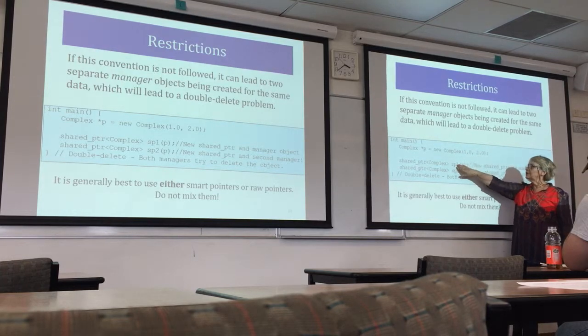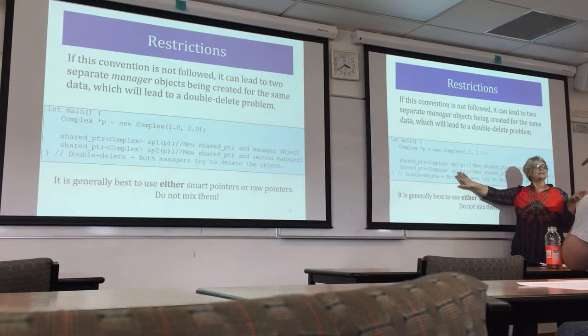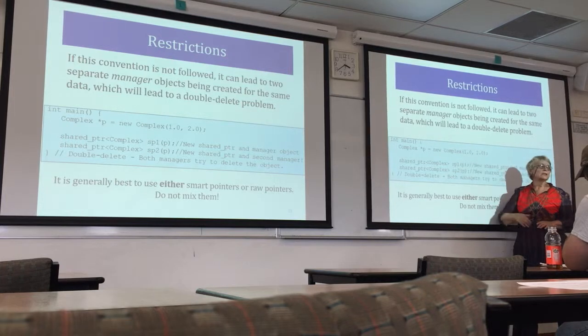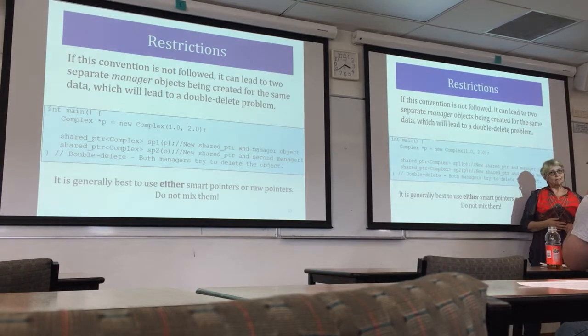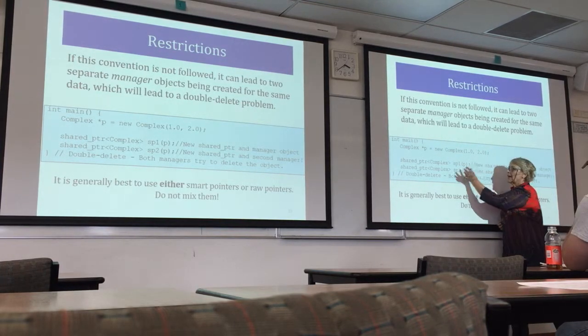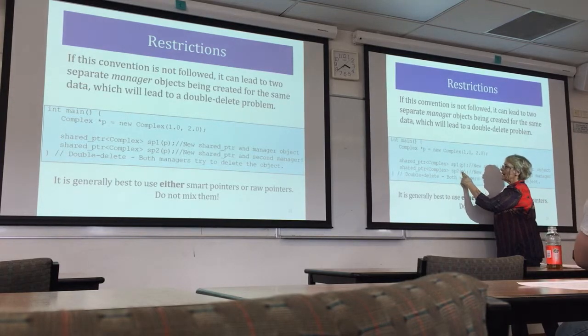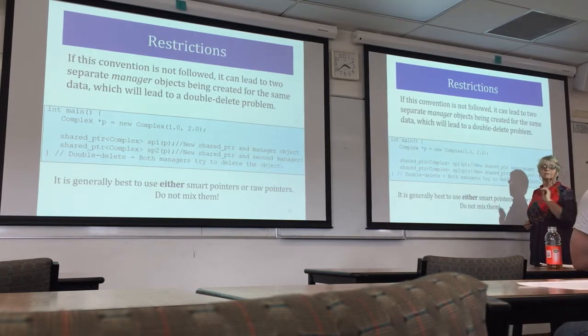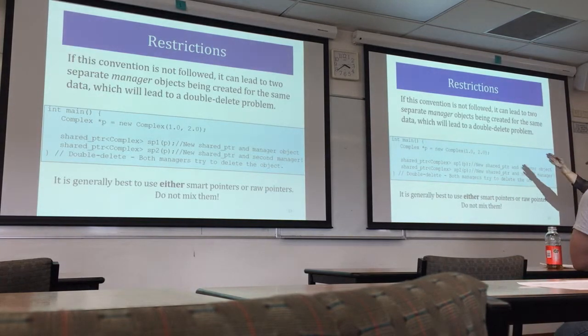So when this goes out of scope, this will be in bad shape because the memory was returned when this was out of scope. Okay? The solution is SP2 should be constructed from SP1 here, because we want to have these shared pointers linked to a single object.